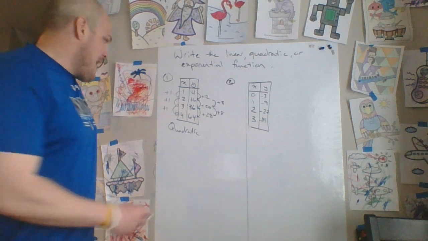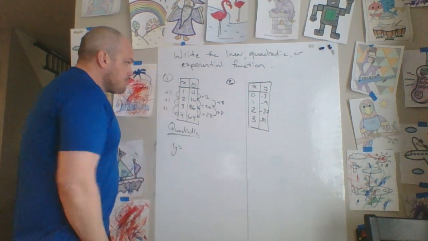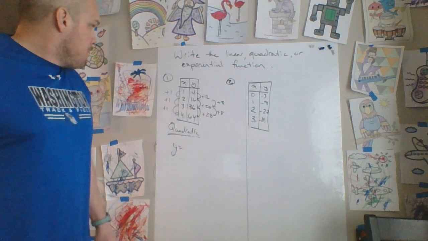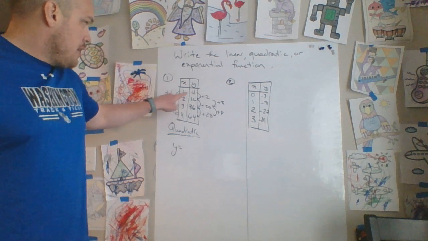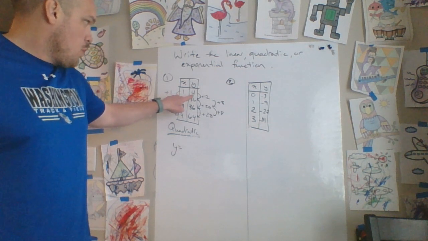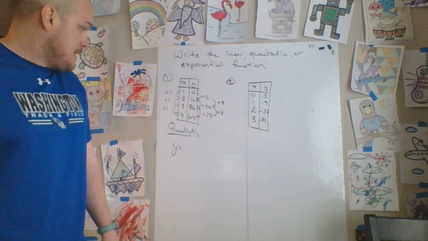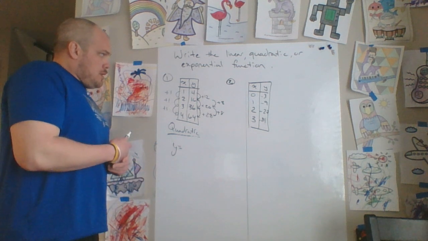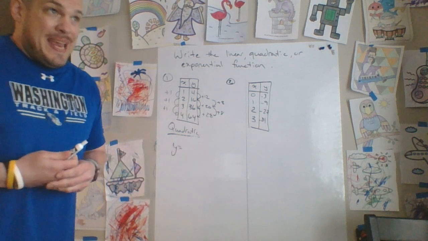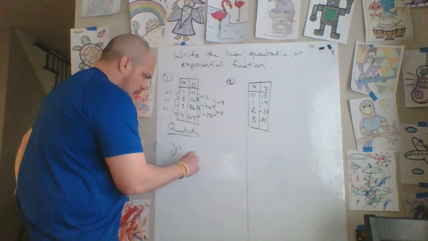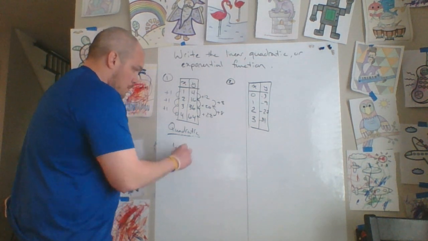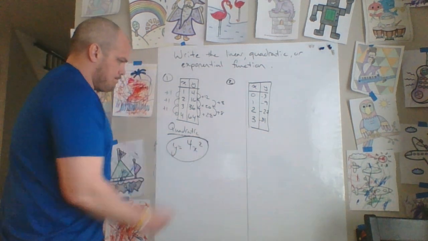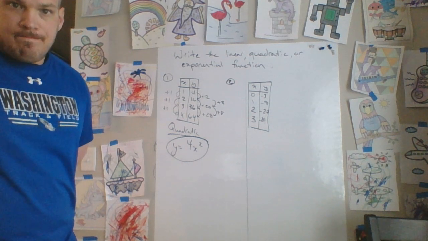Now we have to write the quadratic function for this. What can help us is to find the zero. We know one of our points is 1 comma 4, and one of the points is 2 comma 16. If we go back to 0, we would get 0, so our y-intercept is 0. So we know that we are going to have a c value of 0, and we end up with 4x squared. There's our answer for our quadratic.